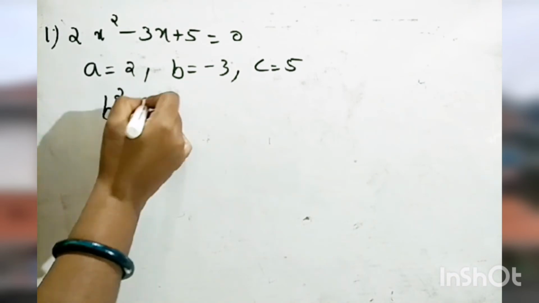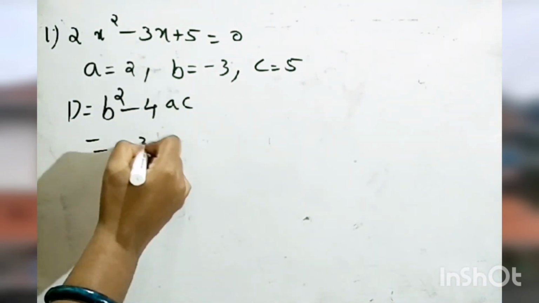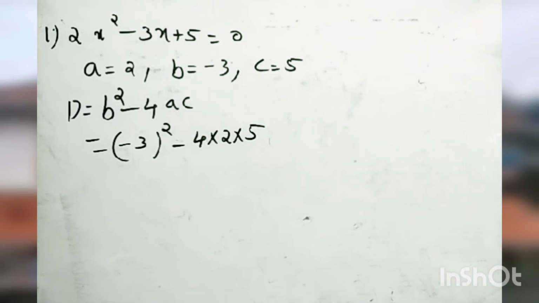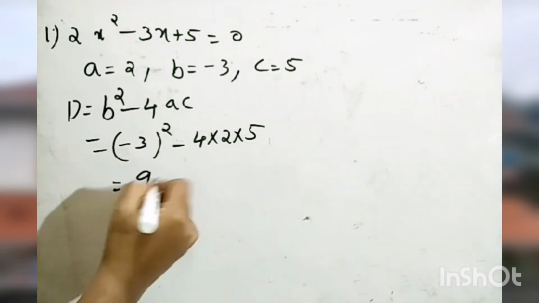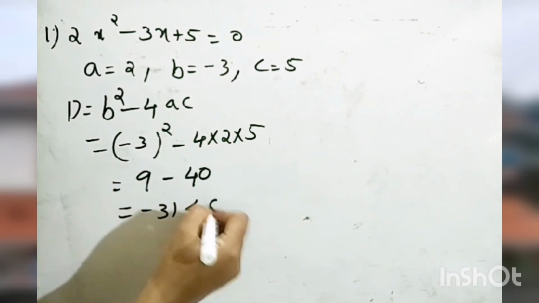Then D is equal to b square minus 4ac, which is equal to minus 3 all square minus 4 into 2 into 5. That is 9 minus 40, that is equal to minus 31. It is less than 0.